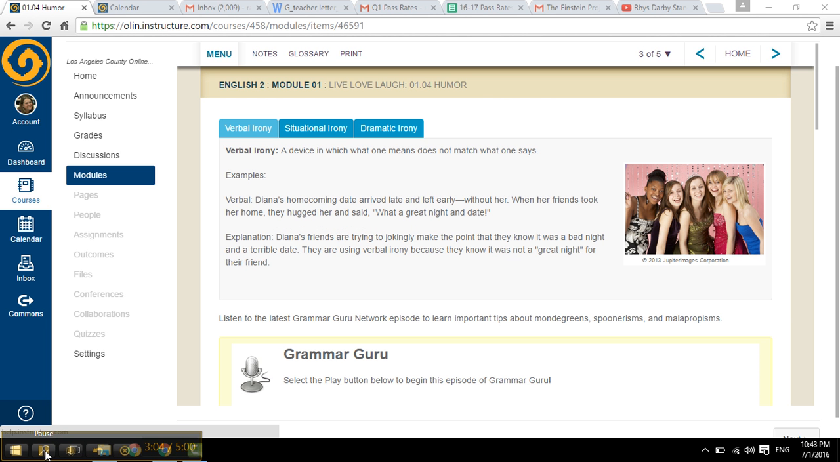On page 3, it talks about irony, verbal irony, situational irony, and dramatic irony. And I do just want to take a minute to talk about these 3 to hopefully give you some hints on how to remember which is which. So the first one, verbal irony, is a device in which what one means does not match what one says, and you're probably thinking, that sounds like sarcasm. Yes, sarcasm is ironic. That's why it's sarcastic. So verbal irony, the way to remember that is it's what you say. Verbal irony is what you say.